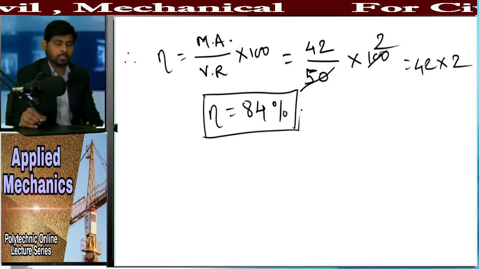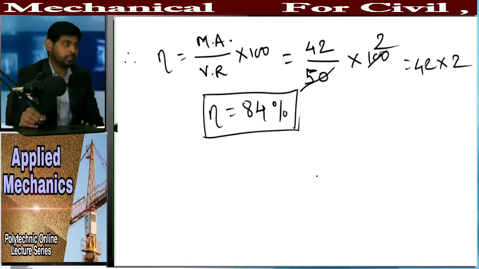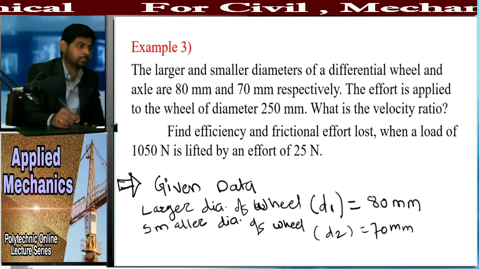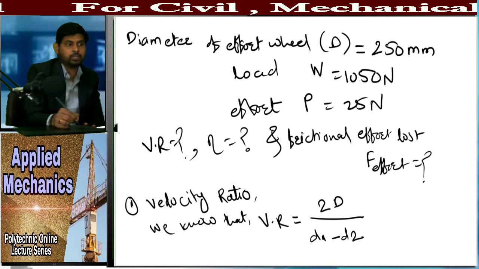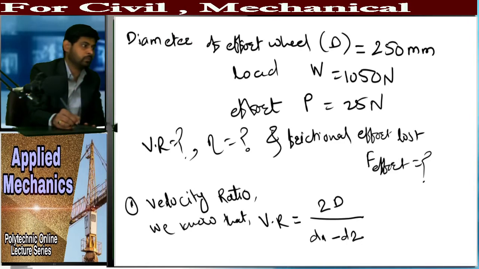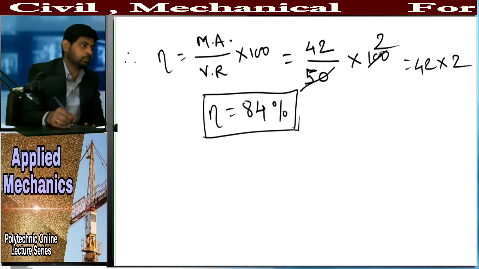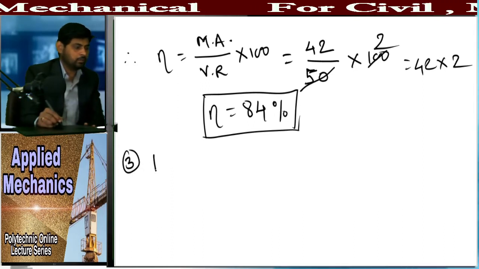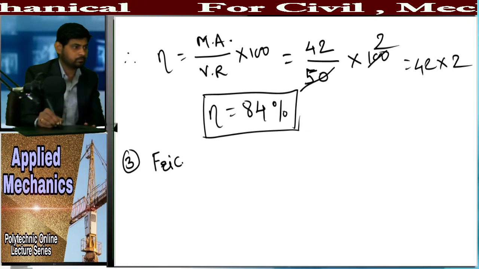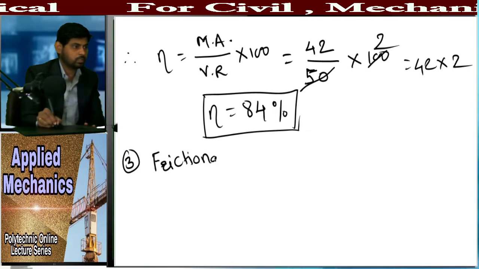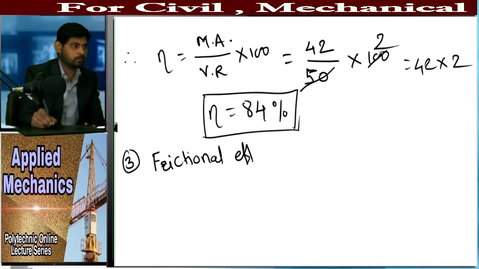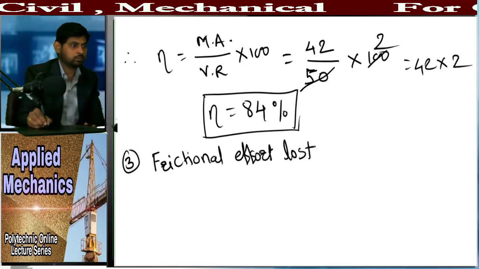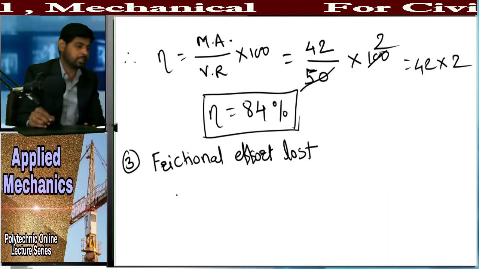So here you can see we have found out the efficiency. Now what do we have to find out? The third term we have to find out, that is the frictional effort lost in the machine. The third term is the frictional effort loss.